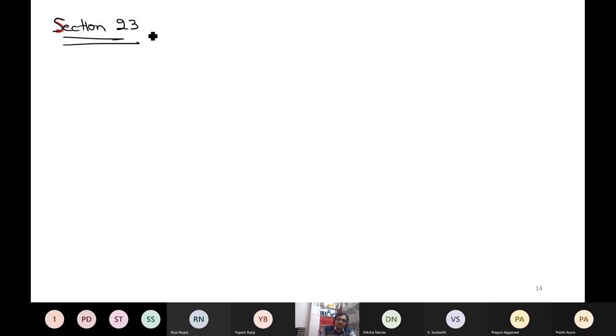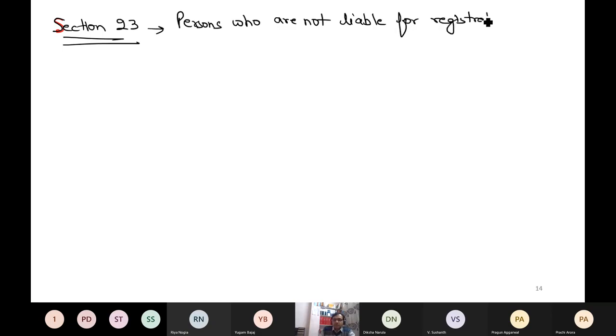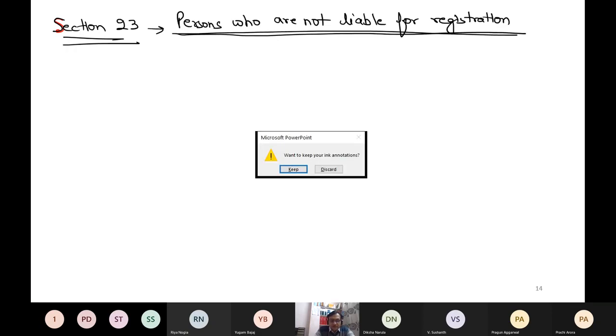Section 23. Yes, this is about persons who are not liable. So it is exactly opposite to section 22: persons who are not liable for registration. I would like to first show you the original Act now, and then I will discuss this point.